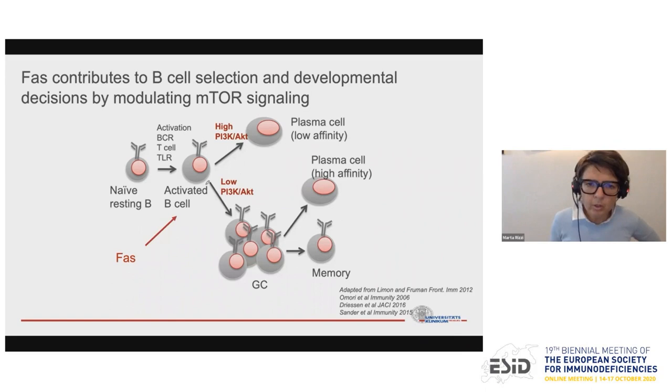In ALPS patients, therefore, the absence of FAS signaling will preferentially induce high level of PI3K and mTOR, and high plasma cell activity and immunoglobulin secretion, while the germinal center formation will be slightly impaired with a reduced number of memory cell formation. That is what we observe indeed in the phenotype of the patients. So thanks to ALPS, we discover a new role of FAS in the modulation of B cell activation and in the fate decision in B cell development.